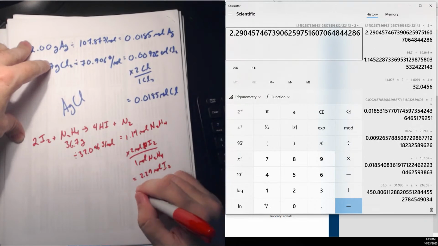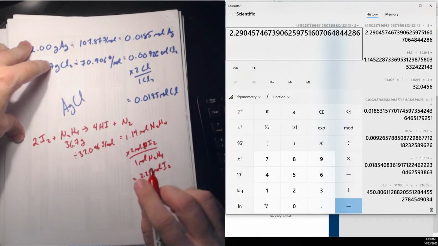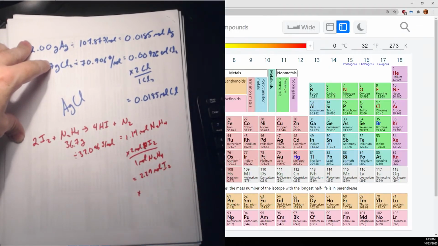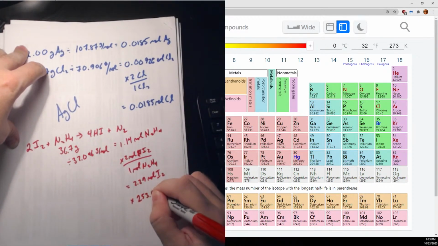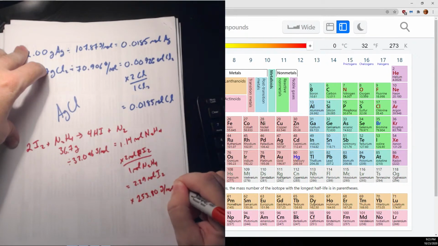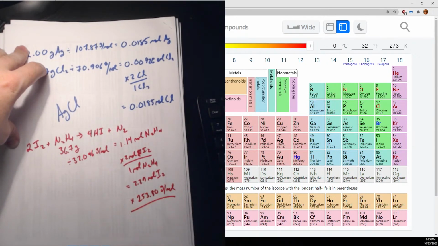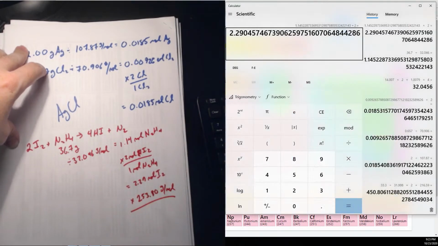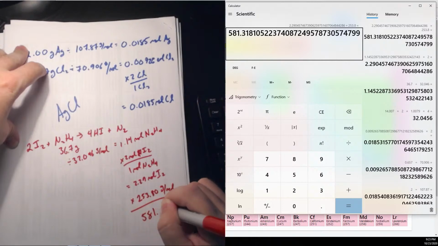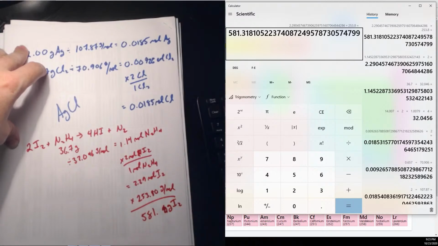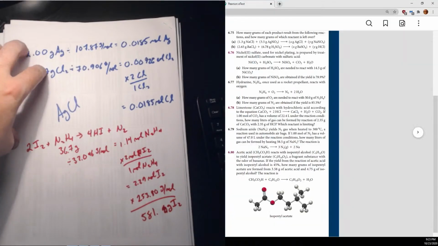Then we convert it back to mass. So iodine is 126.90, so 253.80 grams per mole of iodine. That gives 289.581 grams of iodine. It's only 3 sig figs. And did they ask us anything else?